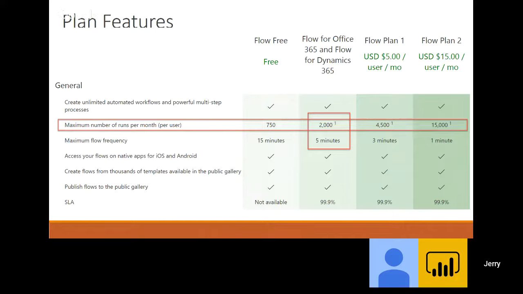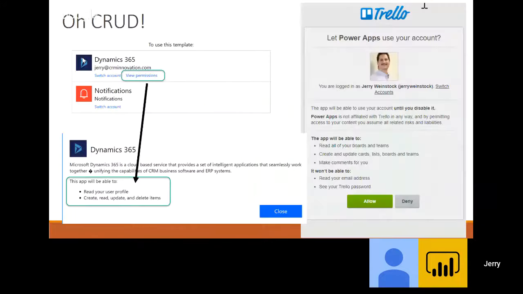So you may want to set your recurrence, which you can do in the top of your flow, to maybe once an hour, once a day, once every 15 minutes, rather than as frequently as the system can do it. So let's kind of talk about security a little bit.